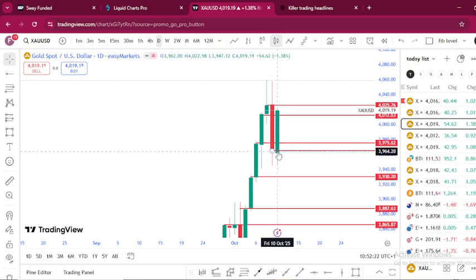I said there are only two things that happen at a key level. It's either a breakout or a rejection. So marking a key level does not mean you are going to take your entries at the key level. No. It only helps you to know where price is likely going to go. So once price gets there, the only thing you are looking out for is a breakout or a rejection. As you can see, this was the rejection on this key level.